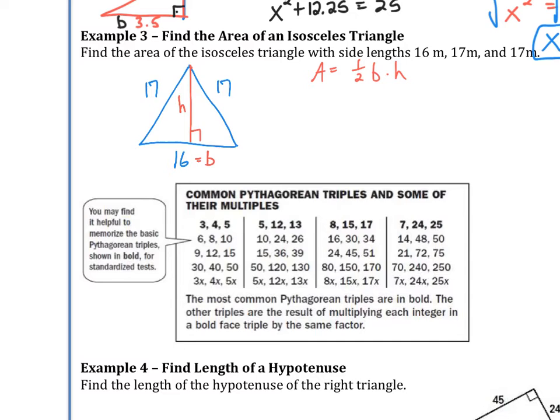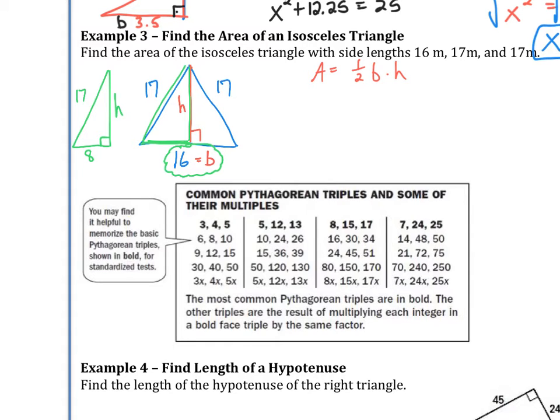So what we're going to do is look at this green triangle. If I draw it over here, we have 17, 8, because 8 is half of 16, and then we have H. So we're going to find H because we already know that B equals 16. We have to find H to find the area.